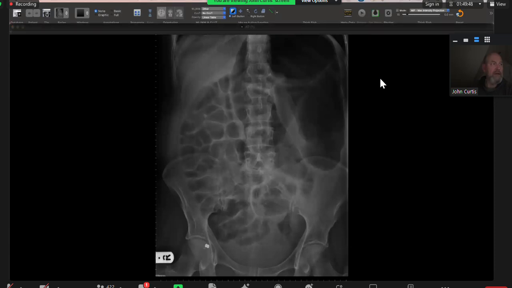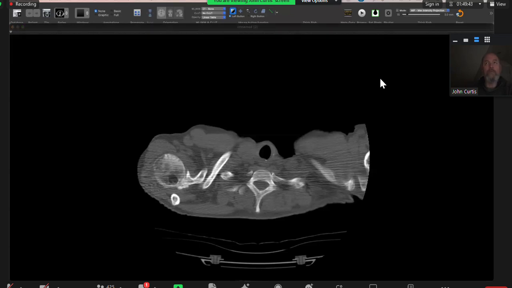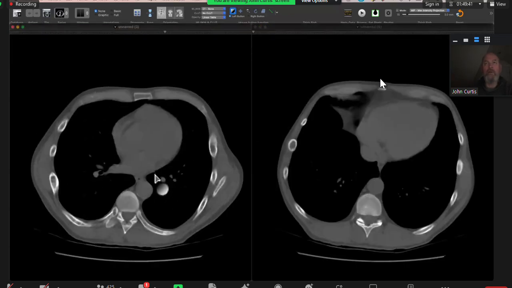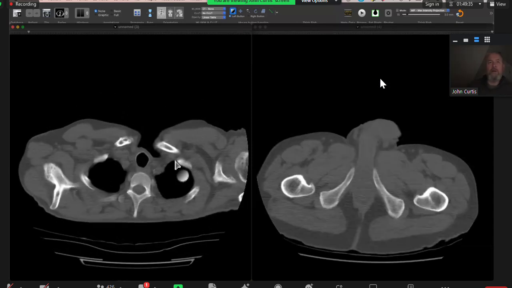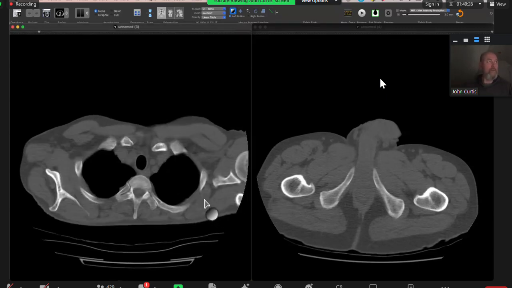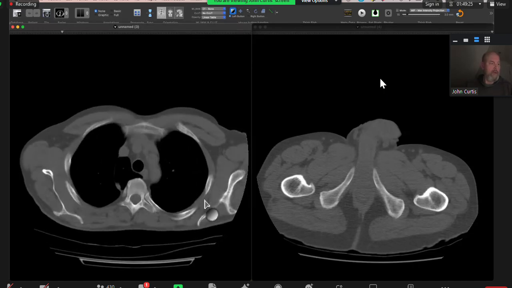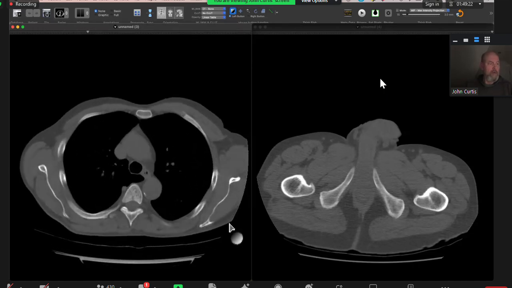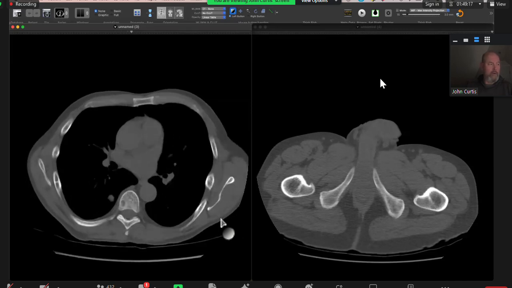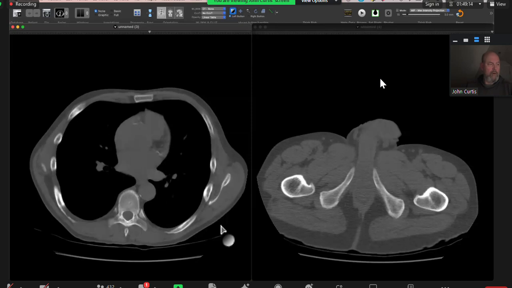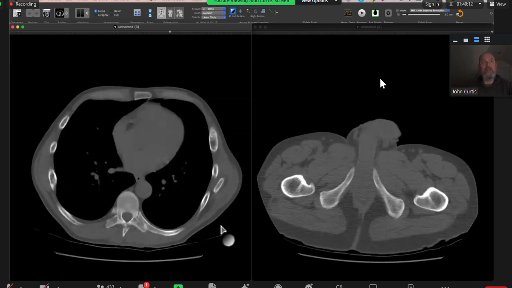Good. Right. Okay, what I want you to do now is scroll through that CT. The one on the left is the chest, and the one on the right is the abdomen. So I'll just take a moment to scroll through. Yeah, you take your time.